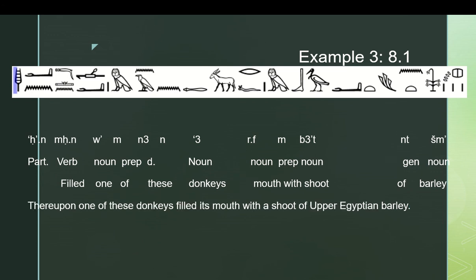The whole thing taken together, relatively simple sentence. Thereupon one of these donkeys filled its mouth with a shoot of Upper Egyptian barley. Filling your mouth is a relatively common Egyptian idiom for eating, I think. Or putting something in your mouth. They don't say eating as often as they say stuff like that. I think it comes up in Shipwrecked Sailor as well, that when he lands on the island and he's hungry, he tries to see if there's anything he could put into his mouth rather than anything that he could eat.